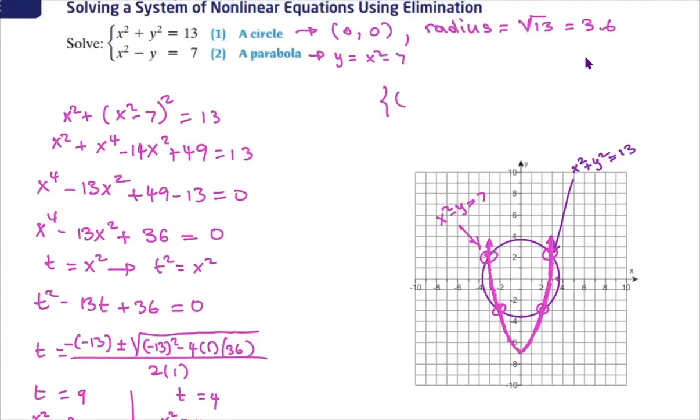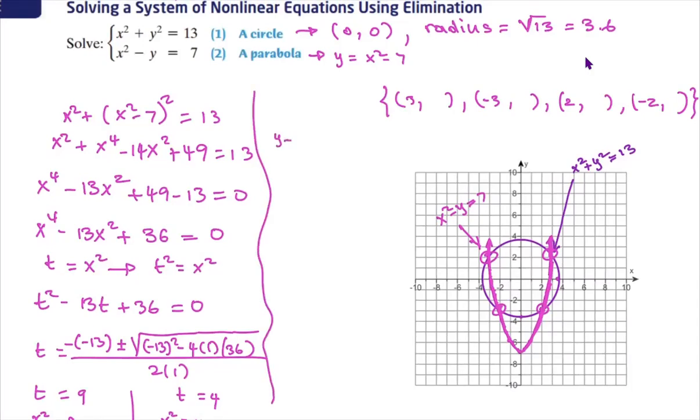So you have x equals 3, x equals negative 3, x equals 2, and x equals negative 2. Then you're going to make sure that you find the y for each of these x's to complete your solution.